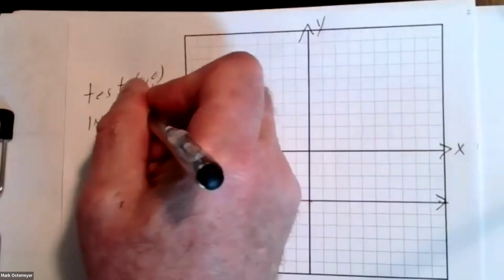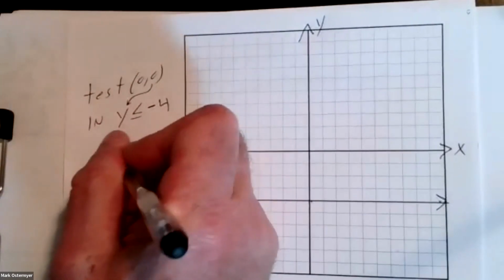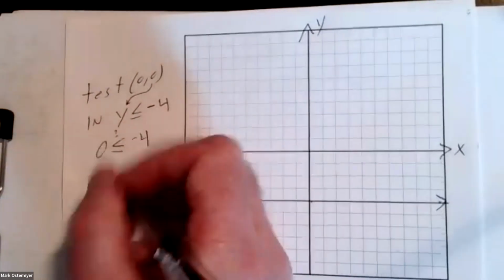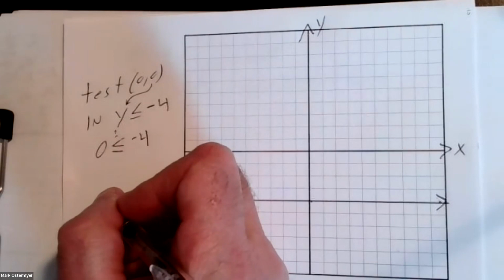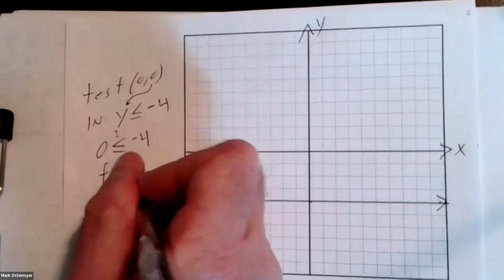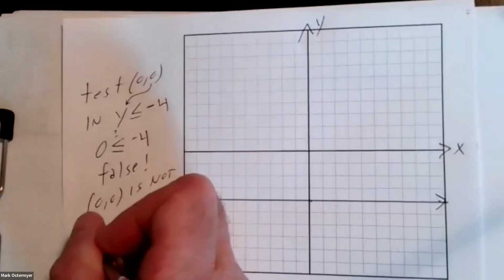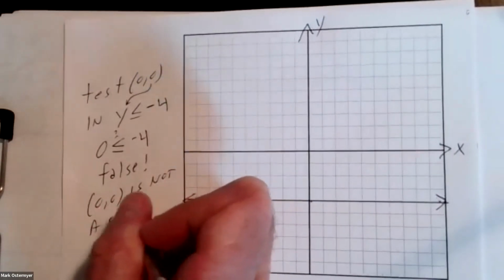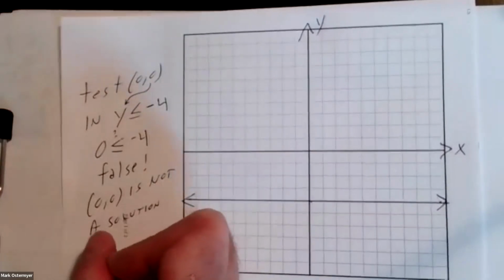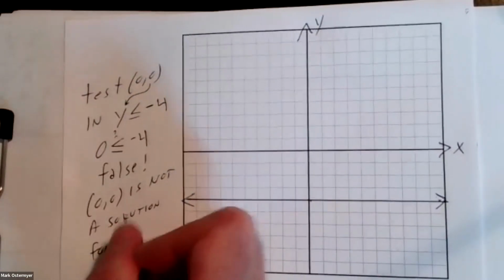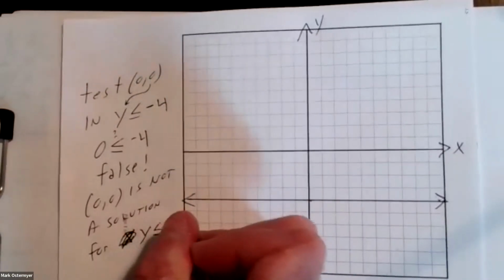To do that, I replace the y variable with the y coordinate of 0. So is 0 less than or equal to -4? Is that true or false? This is false. So 0, 0 is not a solution for the inequality y less than or equal to -4.